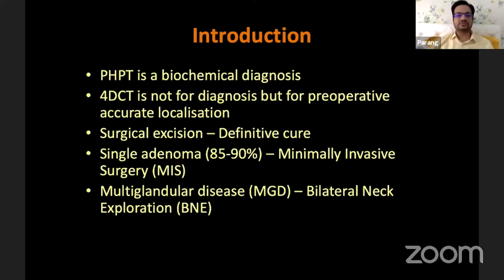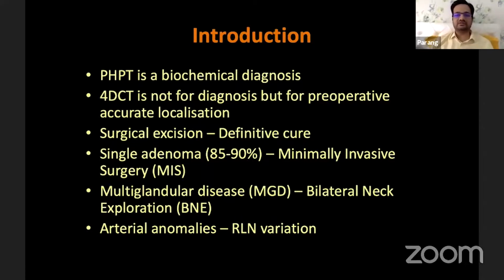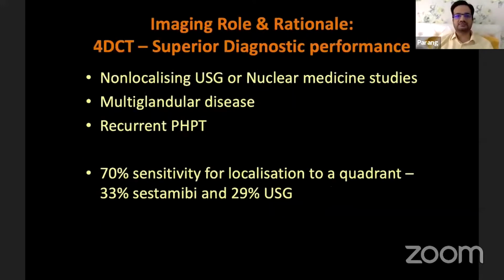And as we all know, most are single adenoma cases for which minimally invasive surgery can be done. But then there is multiglandular disease also, for which bilateral neck exploration may have to be done. And for that, we need to have the information beforehand that there is more than one lesion, or a bilateral lesion, which may require bilateral neck exploration, because that surgery carries much more risk than minimally invasive surgery. And we'll also know something about the arterial anomalies, which on CT scan we can also see, which will help us know whether there can be a recurrent laryngeal nerve variation or not.